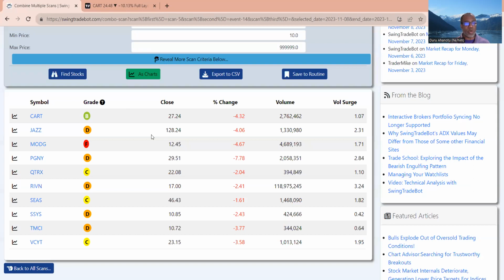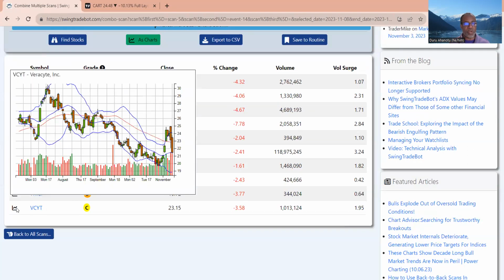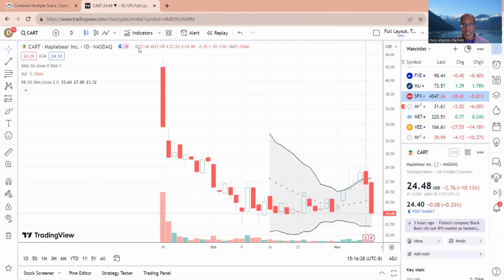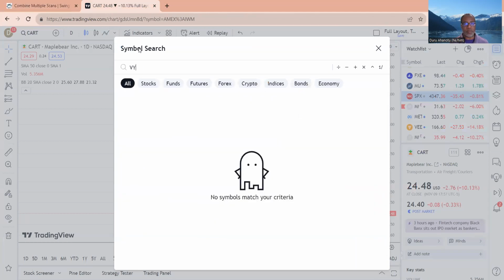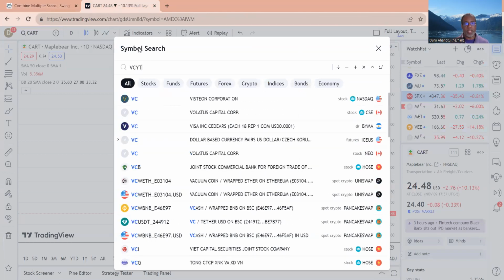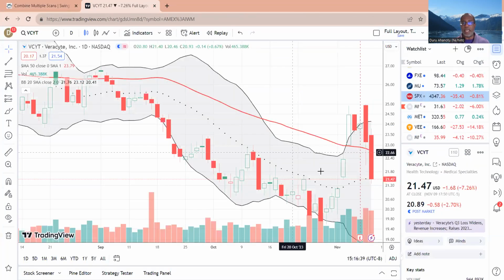And then let's look at one more, and Rivian qualified as well. That's interesting. And VCYT, that's a stock I don't know of, but I like this one as an example because it also combined a 50-day moving average breakdown. What was it? VCYT, sorry. Veracyte.